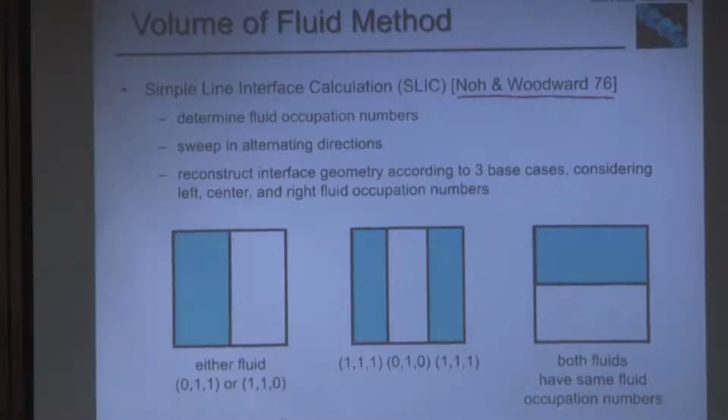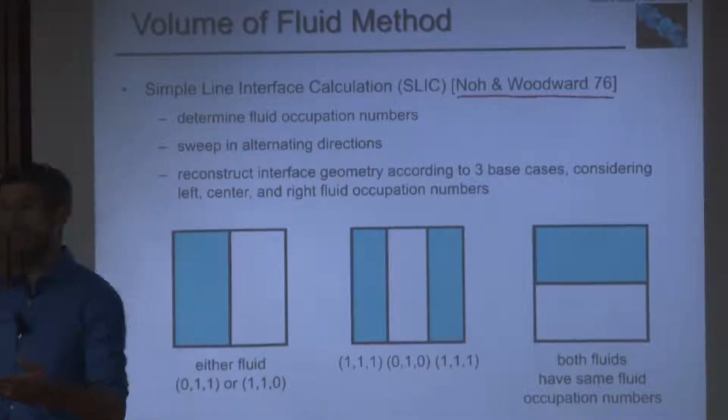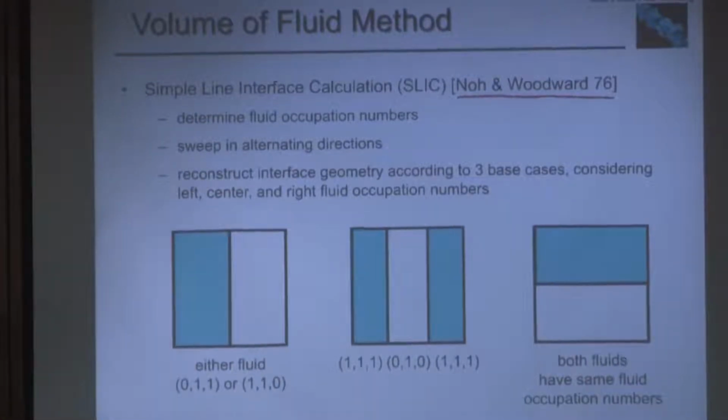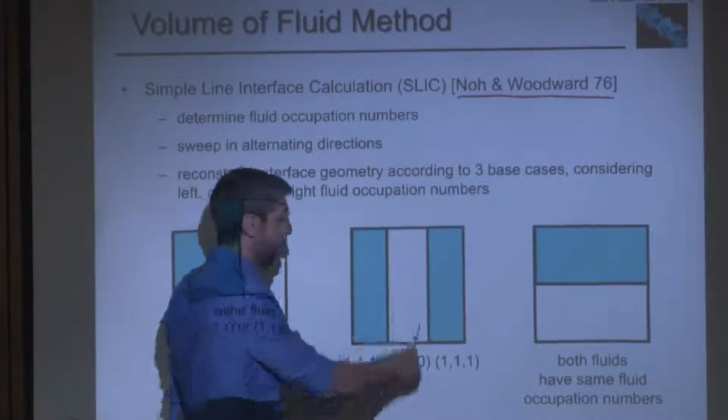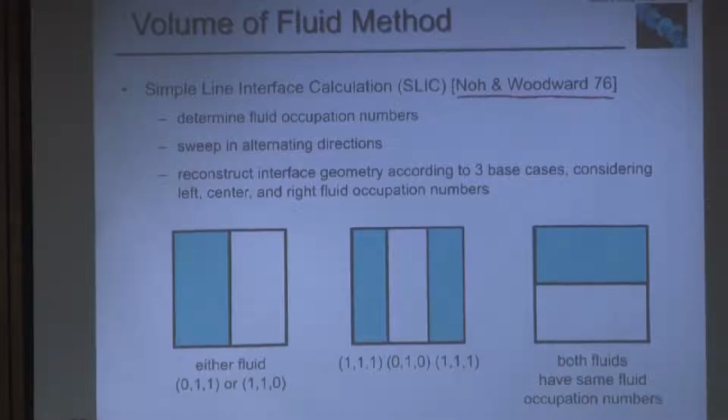And then there's the other case here, where you have phase one on the left, in the middle, and on the right, but you also have phase zero in the middle, and then that means that you probably have a sheet of that phase that's immersed somewhere in your cell, and so then you introduce two interfaces. So it seems a bit unwieldy, but it's a series of fairly simple if statements.